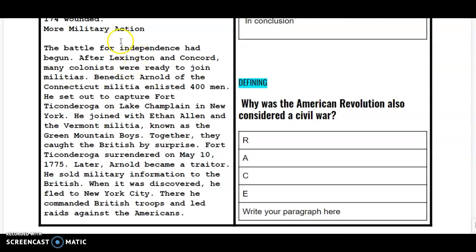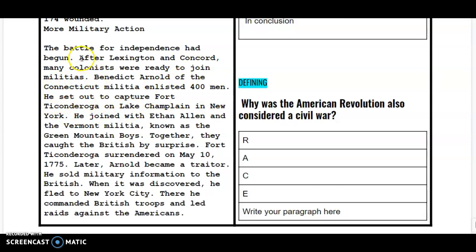All right, so it says more military action. The battle for independence had begun. After Lexington and Concord, many of the colonists were ready to join militias. Benedict Arnold of the Connecticut militia enlisted 400 men. He set out to capture Fort Ticonderoga on Lake Champlain in New York, and he joined with Ethan Allen and the Vermont militia known as the Green Mountain Boys. Together, they caught the British by surprise. Fort Ticonderoga surrendered on May 10th, and later Arnold became a traitor. So the next battle was at Fort Ticonderoga.